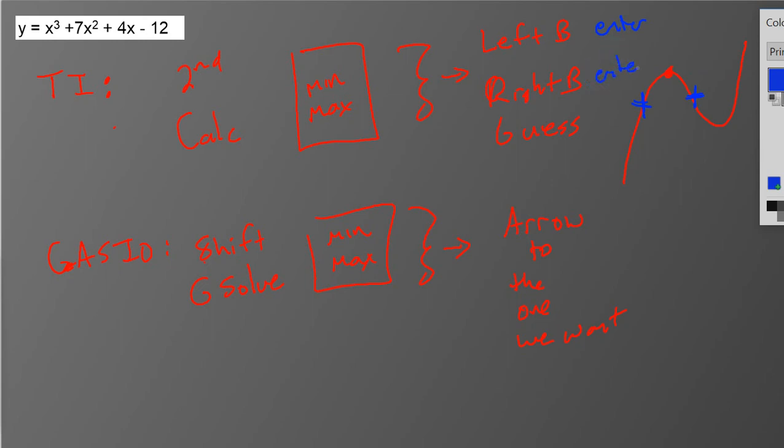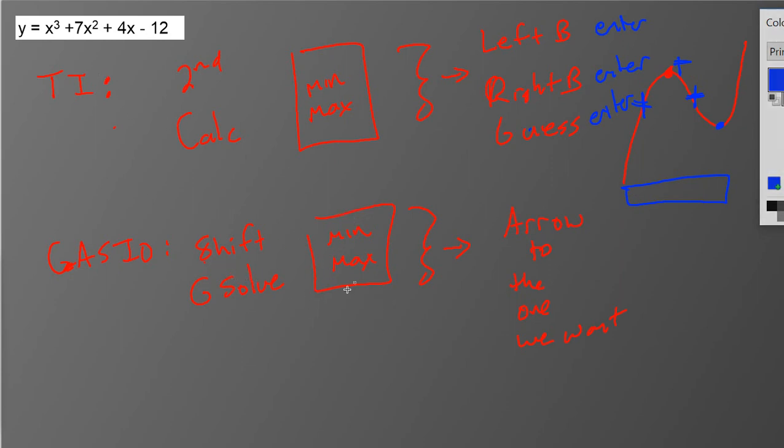And then after I've done that, it's going to ask me for a guess. I'll move my cursor close to this, or actually anywhere in between these two. And again, I'm going to press enter. At that point, at the bottom, it'll tell me the X and Y coordinate. As I'm doing this left bound, right bound, and guess, I need to make sure that the guess is sandwiched between left and right bound, and I also need to make sure that neither of these bounds cross over to the other maximum or minimum at all, because then I might pick up something and it not work out.